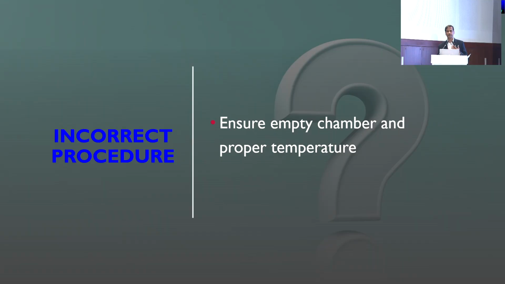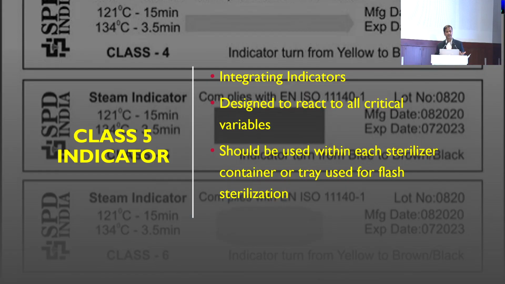Suppose if you're going to fill up the chamber, there'll be some amount of air trapped between the goods, and it leads to a failure of the Bowie-Dick test. The Bowie-Dick test has to be done on an empty cycle, the first cycle of the day, before you start loading your instruments. The class 5 indicator, which is actually an integrator.